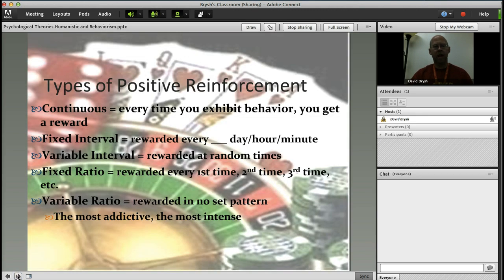There's different types of positive reinforcements. This is a question on the quiz. It asks you about one of these kinds of reinforcement. And I want to talk a little bit about them.